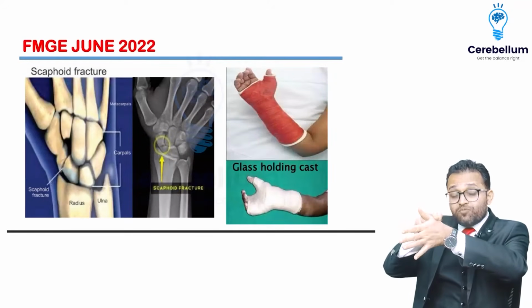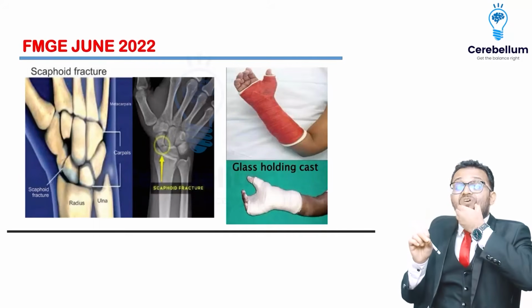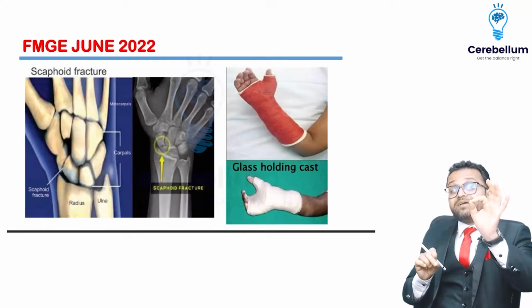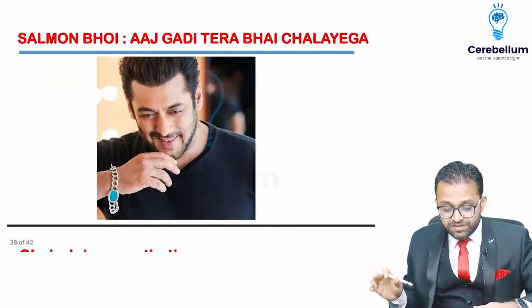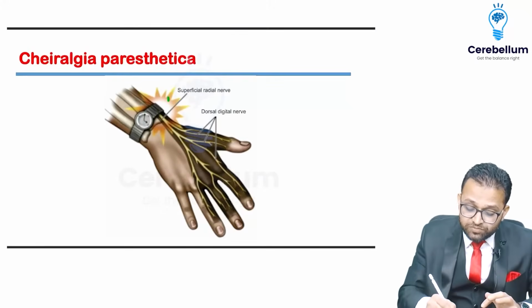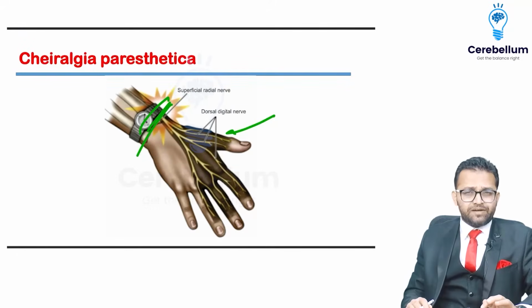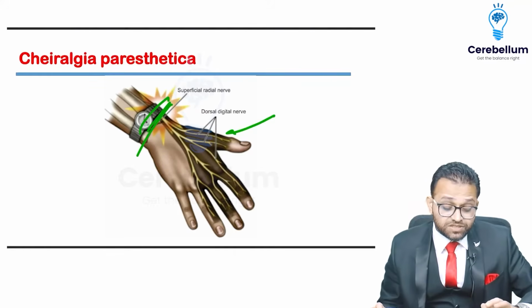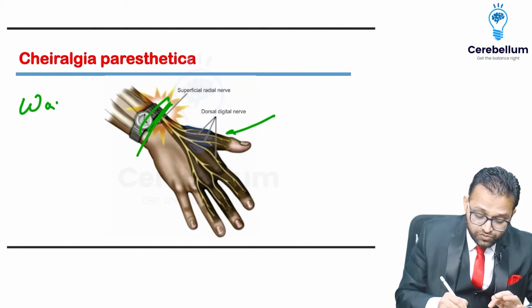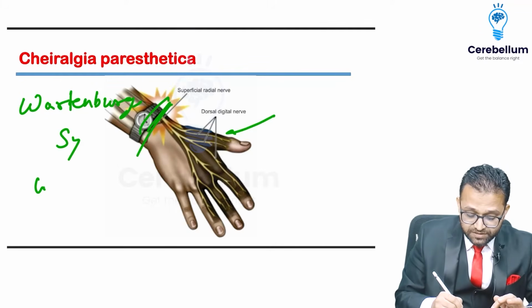The roof is formed by skin, superficial fascia, deep fascia, and at the roof there is the presence of the radial nerve and the cephalic vein. So these are the utility. Remember, because here is the radial nerve. Compression of the radial nerve due to a tight wristwatch causes abnormality along the dorsum of the hand, along the nerve fiber. This is cheiralgia paresthetica, also known as Wartenberg syndrome, also known as tight wristwatch neuropathy.